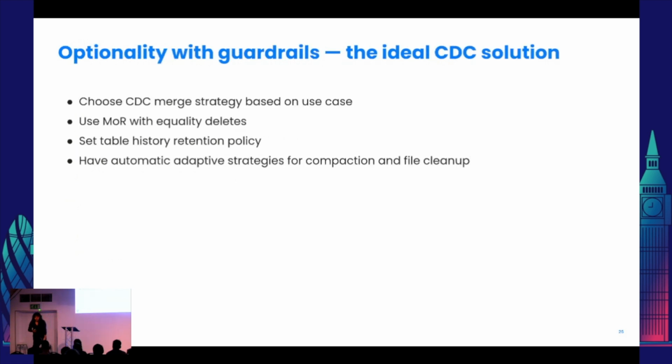So you want to be able to choose your CDC merge strategy based on your use case. But you also should be using merge on read with equality deletes, again, which is not enforced everywhere, or not even available in all query engines and all CDC writers. So there are some guardrails that you need in place while still getting flexibility to do what you need to do. You should be able to set your table retention policy. It's just data governance, data management, right? You don't want your tables to grow. But at the same time, you want automatic optimization so that you don't have to go in and try to figure out when to run compactions on a table, so on and so forth.